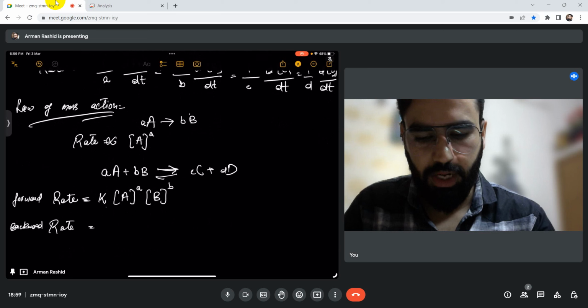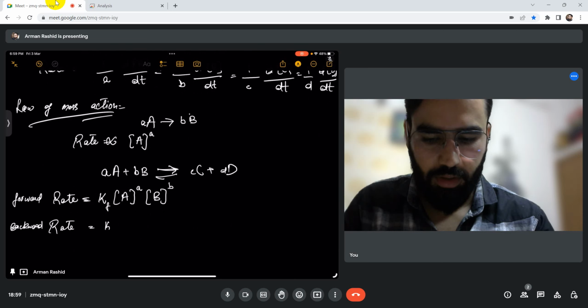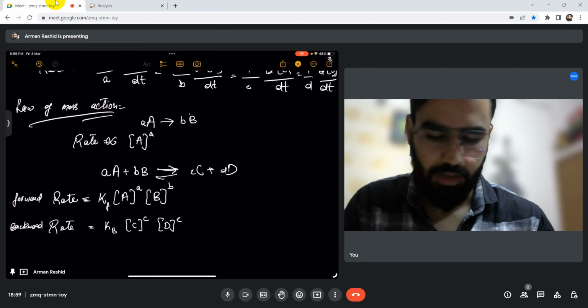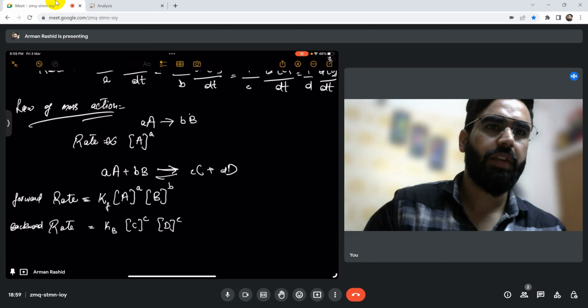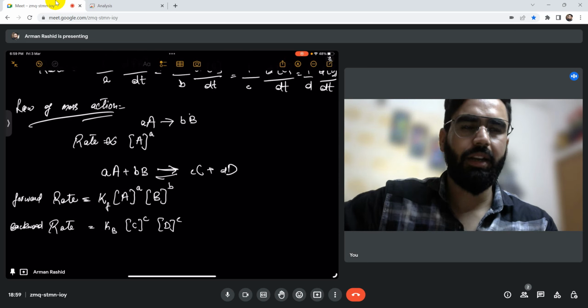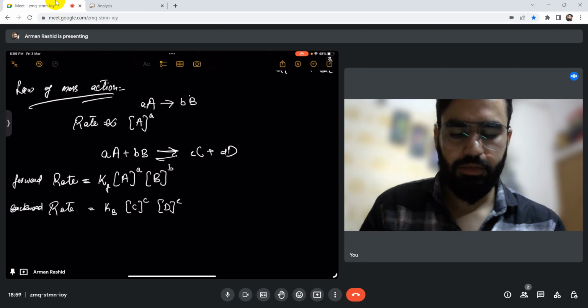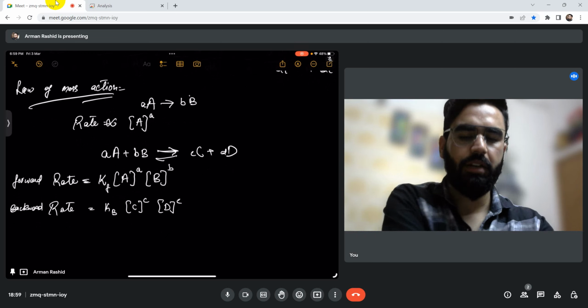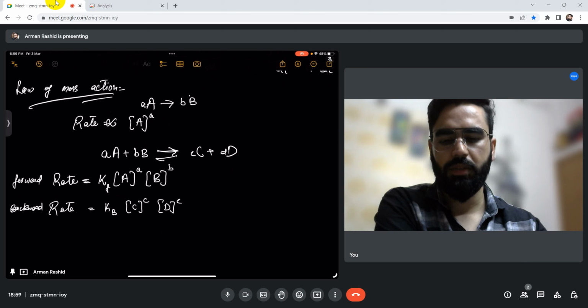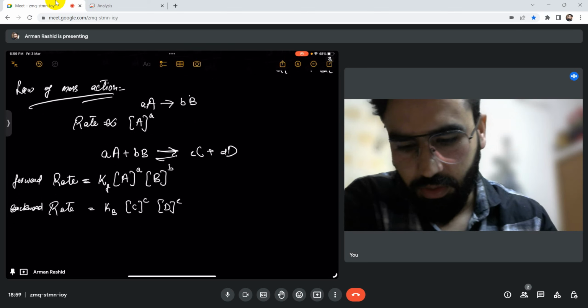So the backward rate of the reaction will be K_b times C raised to power c and D raised to power d. Technically they were first given as active masses, but we are writing them as almost equivalent to the concentrations. Obviously we could write how to determine the equilibrium constant of these, but we will not go there. So this is a rate constant.